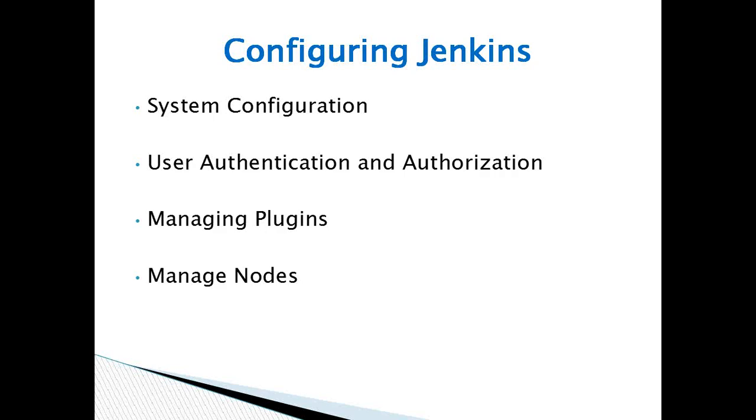Suppose we are sending mails from the Jenkins machine in case of build failure, we need not configure the mail server details in each and every project. We will configure those details in the system configuration.